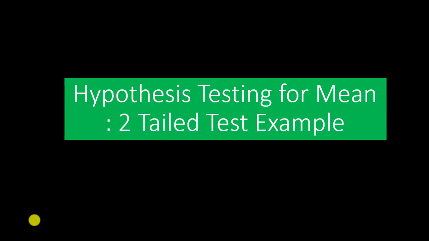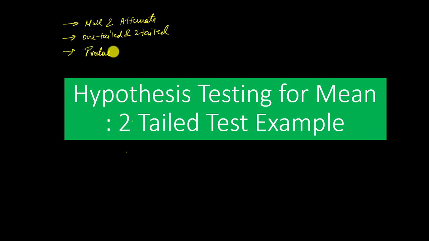Till now in the hypothesis testing we have discussed the null hypothesis and alternate hypothesis. We have also seen the one-tailed and two-tailed test, and what is the meaning of p-value and how we use p-value in our hypothesis testing. We have also seen one example of hypothesis testing for mean, that is a one-tailed test example. So now let us start the discussion about hypothesis testing for mean in a two-tailed test.